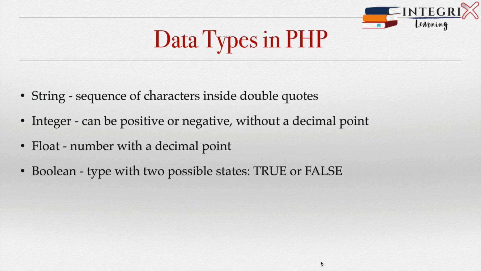Now let's quickly talk about the 4 data types, and we will shortly see them in our code snippet as well. They are string, integer, which is numeric with a value without a decimal and could be negative or positive, a float, a number with a decimal point, and a Boolean, which is essentially a variable storing two states.